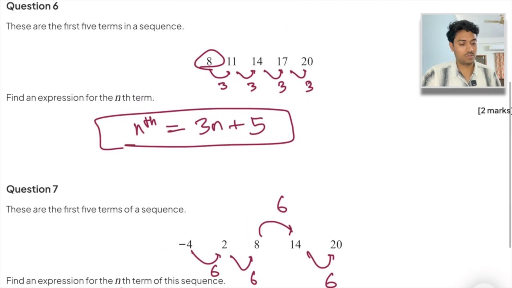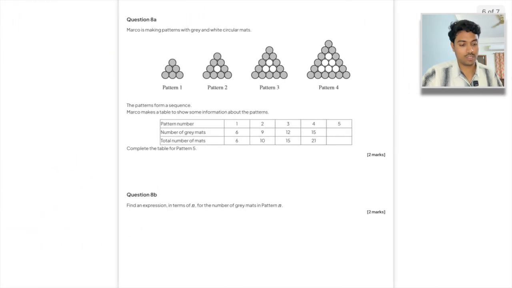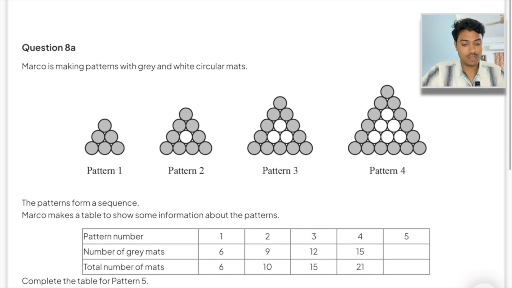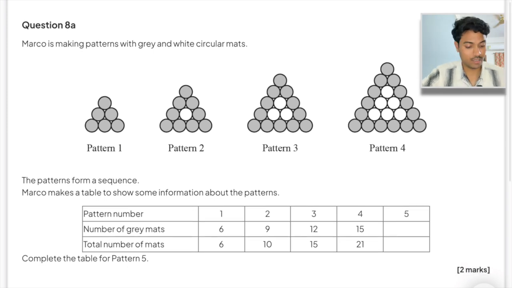Now let's move on to the next one, question 8a. So this is based on a pattern. It says Marco is making patterns with gray and white circular mats. So we can see there are 4 different patterns with gray and white circular mats. It says the patterns form a sequence. Marco makes a table to show some information about the patterns, number of gray mats and total number of mats. Complete the table for pattern 5.